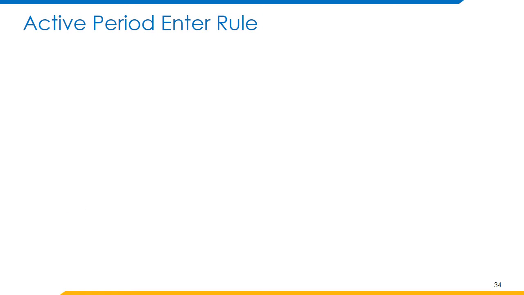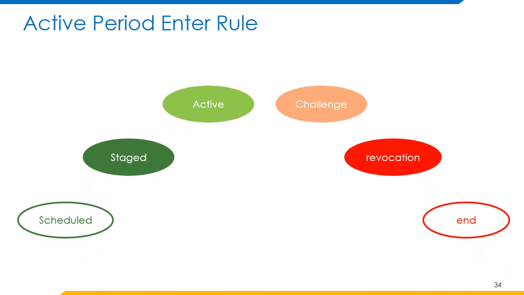Activation period and associated rule. Activation period is the period where the certification is delivered and various decisions are being made by the certifiers. Associated with this phase is an active period enter rule. All the rules that are run after a phase change are of type phase change rules.